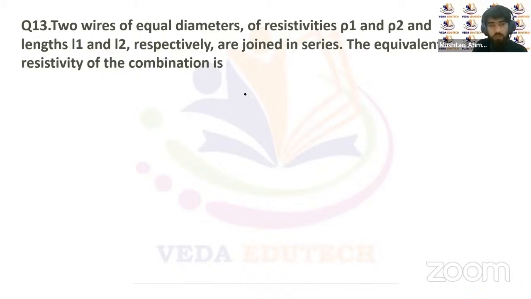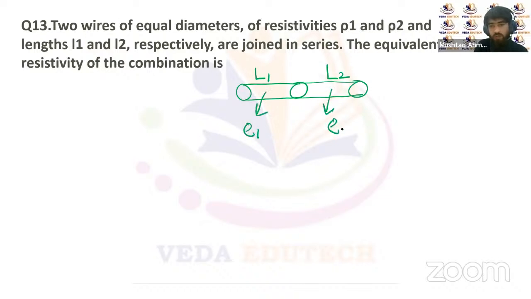The question is that we have 2 wires. This is wire 1 and this is wire 2. Wire 1 has the length L1 and wire 2 has the length L2. The resistivity of the first wire is ρ1 and the resistivity of the second wire is ρ2. Now they are joined together.